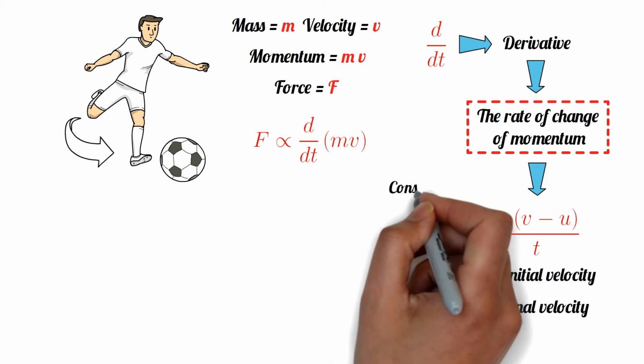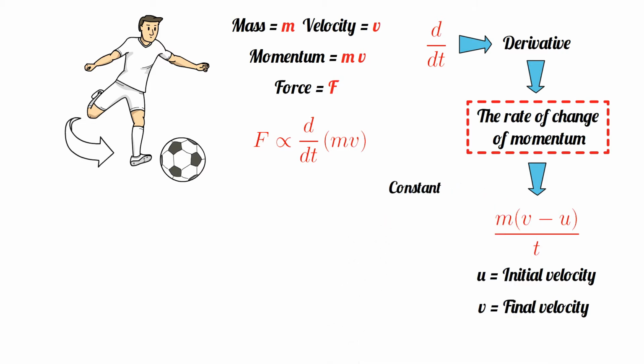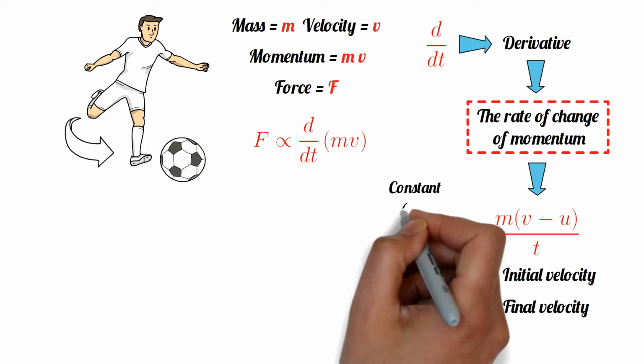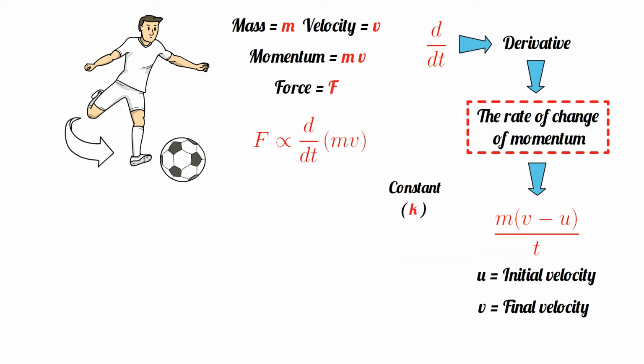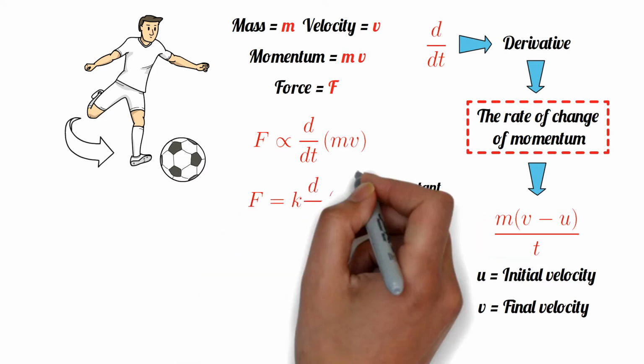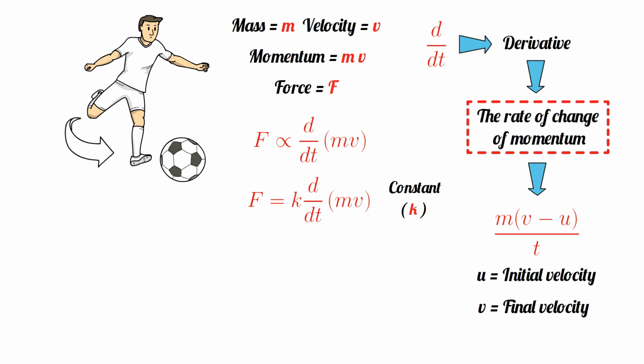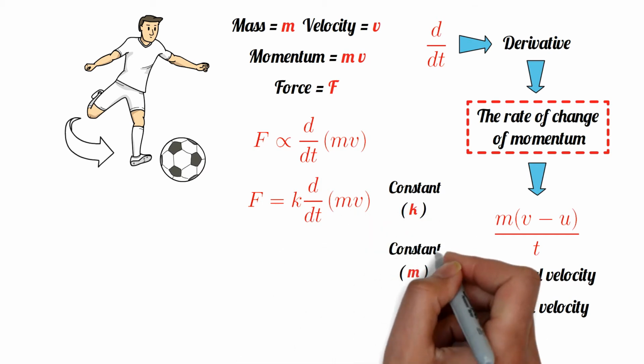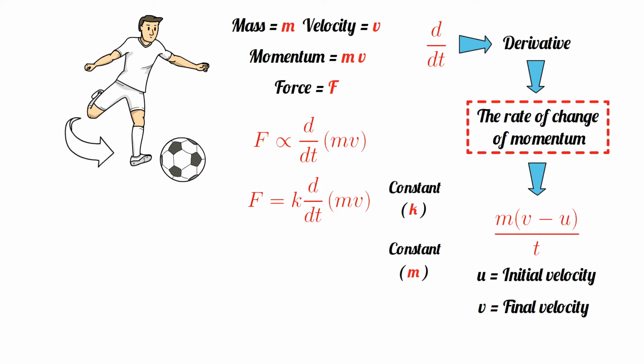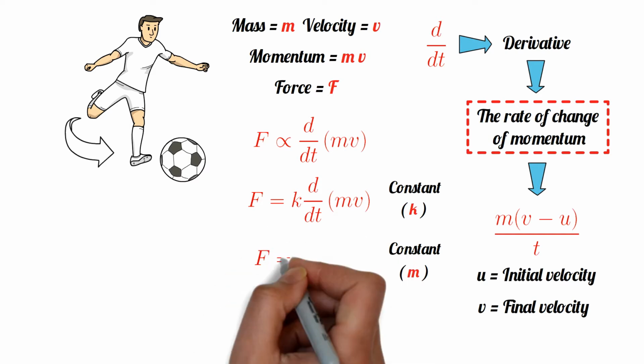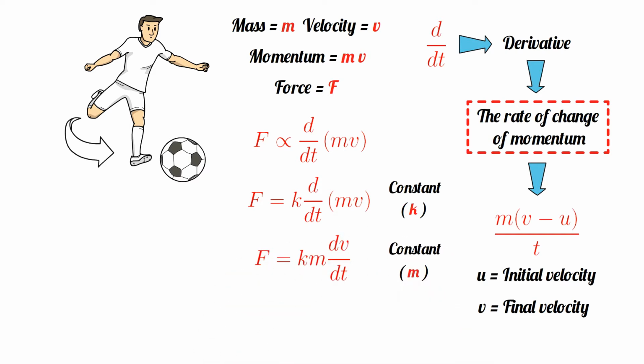However, now we need a constant to replace the proportionality symbol and place the equal sign there. This constant is taken here as k. So the formula is written as F is equal to k d/dt of mv. Since the mass of the object is constant, the change happens only in velocity. Therefore, the force F is equal to k m dv/dt.